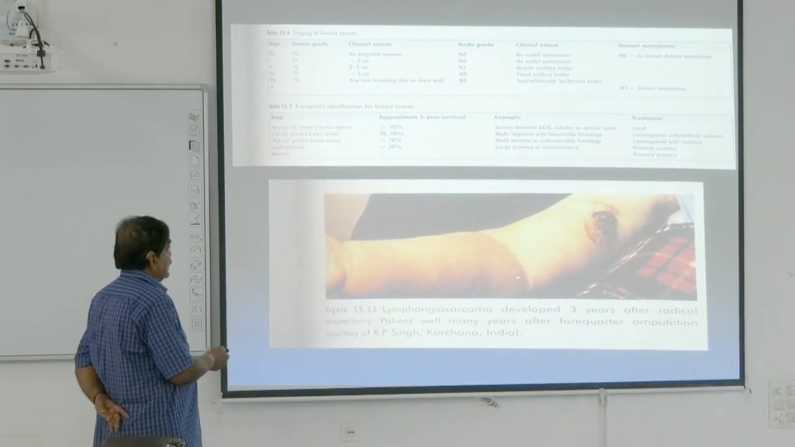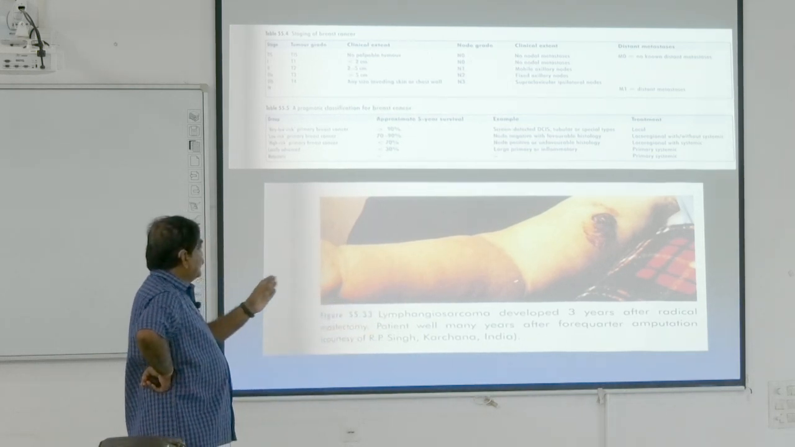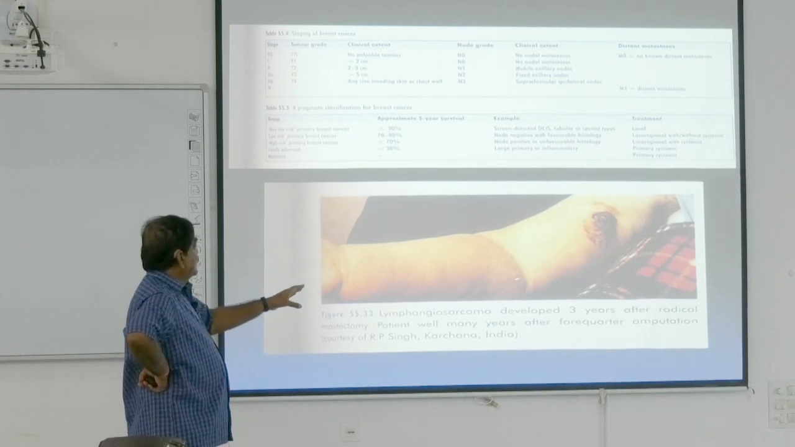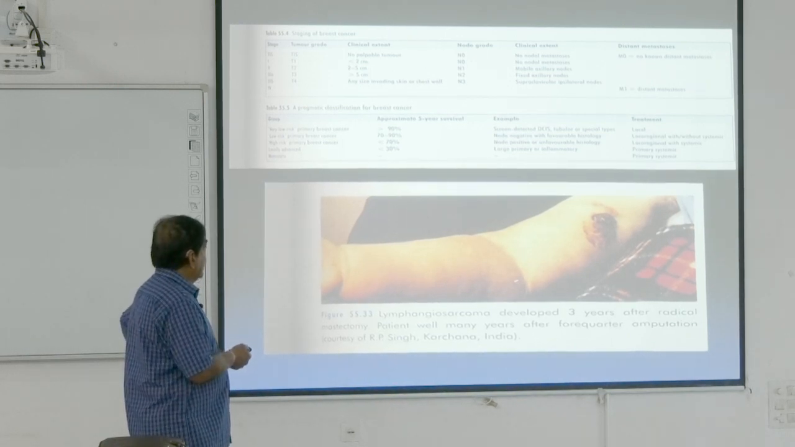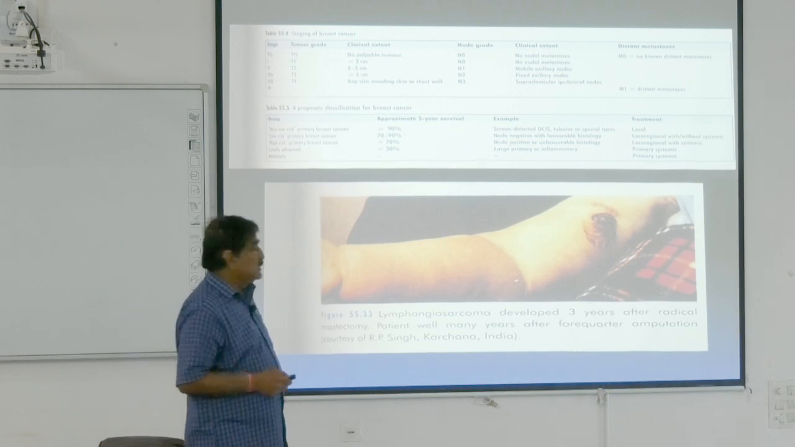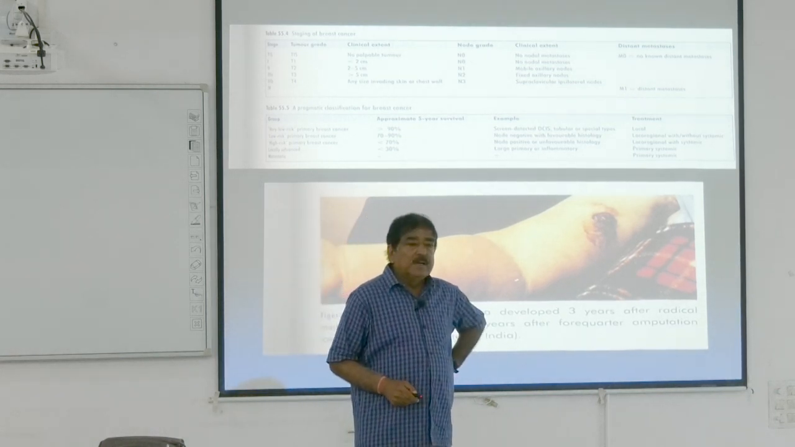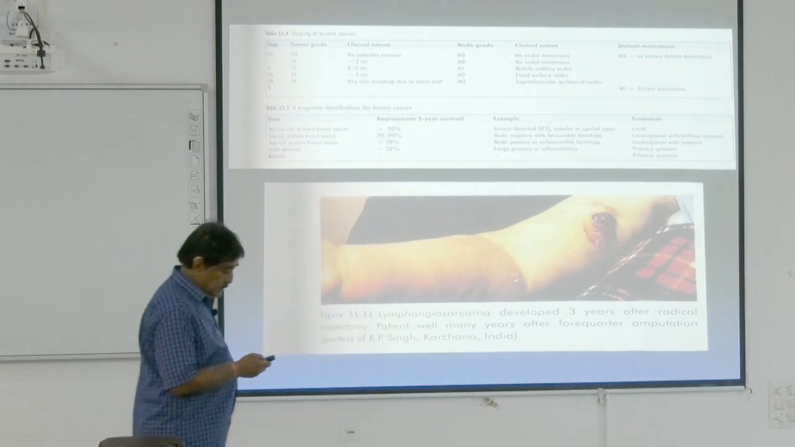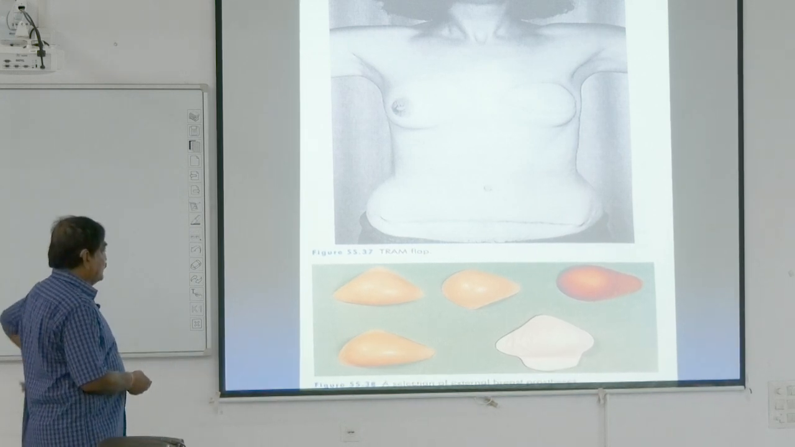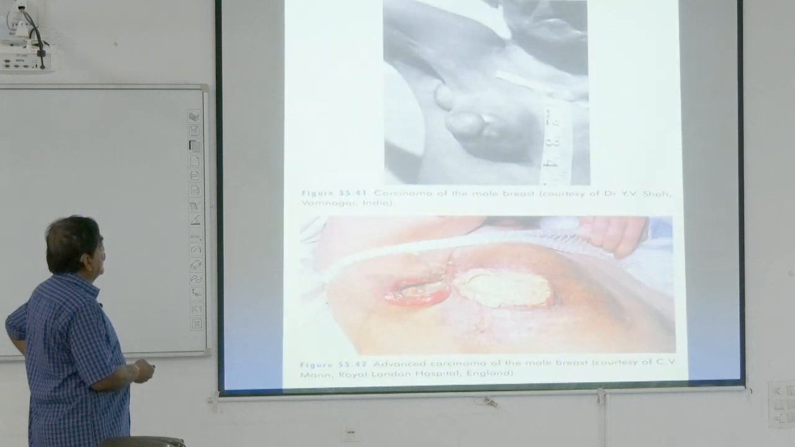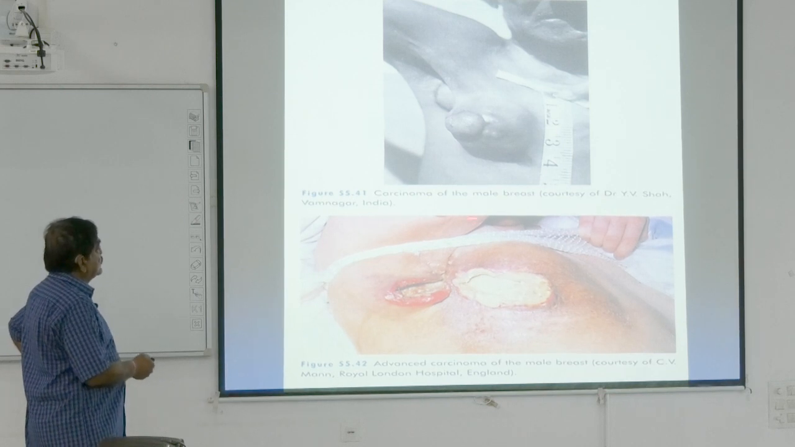One thing is that radical mastectomy was done, with lymph node clearance and everything. But after 3 years after radical mastectomy, patients, well, many years after forequarter amputation, in this case, if it's a sarcoma, naturally amputation was done to get rid of the malignant growth. Now these are different types of prostheses. Breast prosthesis after operation. This is a carcinoma of the male breast. Even a male breast.